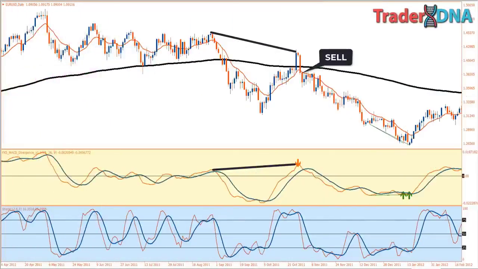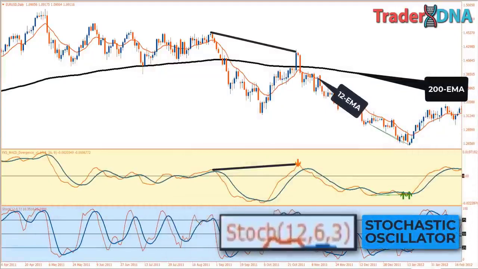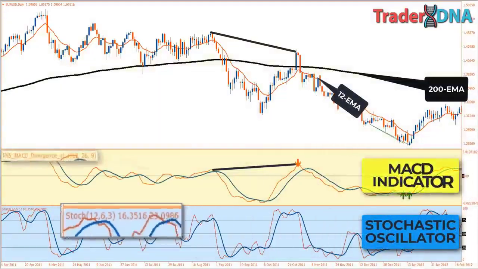Unlocking the potential of the MACD divergence strategy. The goal of the MACD divergence strategy is to enhance the winning potential of the MACD crossover strategy from video part 1 and the MACD overbought oversold strategy from video part 2. Hence, we're sticking with the components already employed in both of those strategies. These include the 200-period EMA, the 12-period EMA, the stochastic oscillator, 12-6-3, and the MACD.